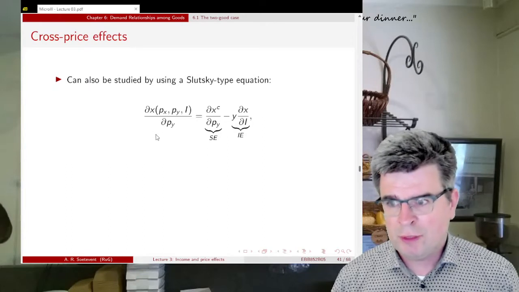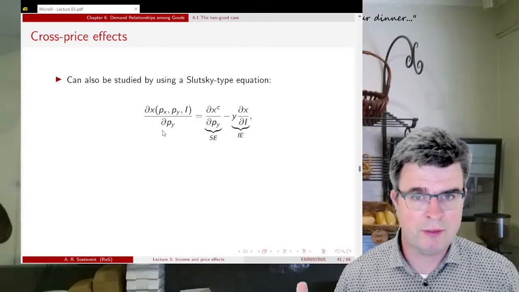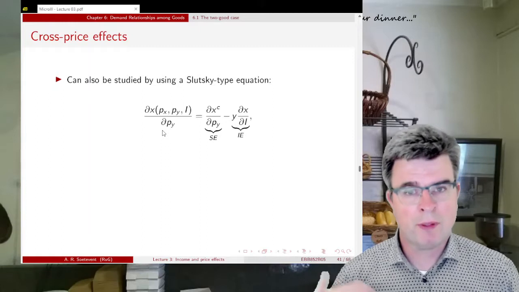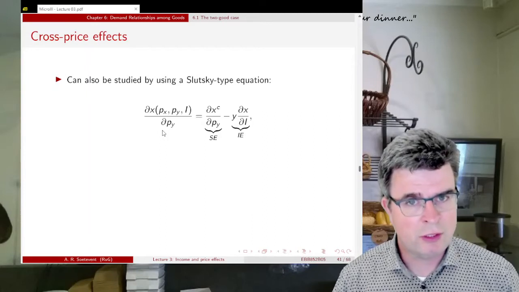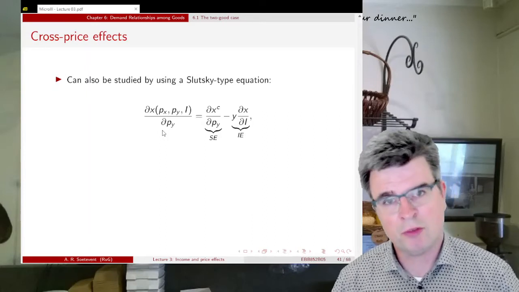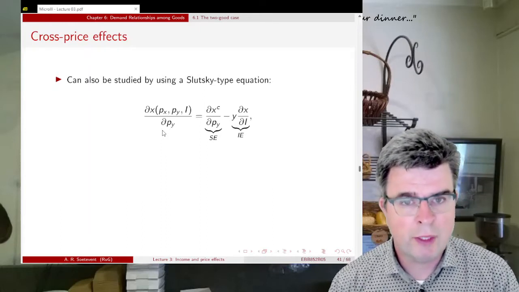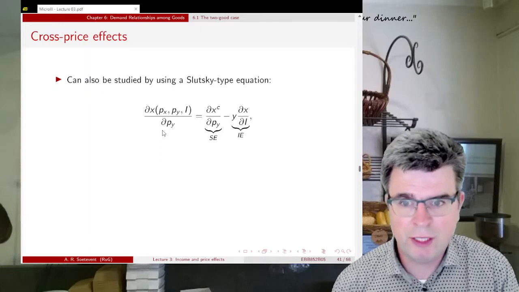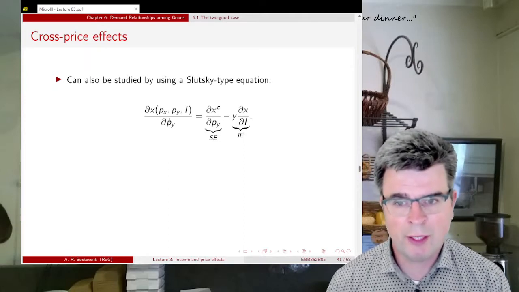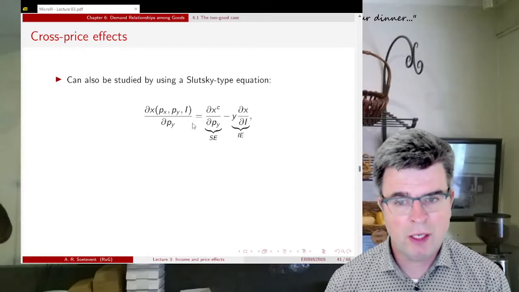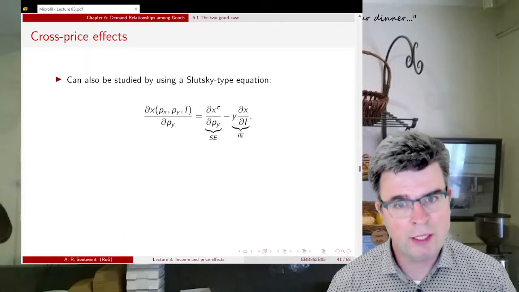Now we have reached the end of chapter 5 and we continue with chapter 6. So in chapter 5 we studied the impact of changes in income and changes in the price of the good that we consider. Chapter 6 studies the cross-price effects, so what happens to the demand of one good if the price of another good changes. Now it turns out that we can also have a kind of Slutsky equation here. So the impact of the change in price of good Y on the demand for good X is the substitution effect minus the income effect.